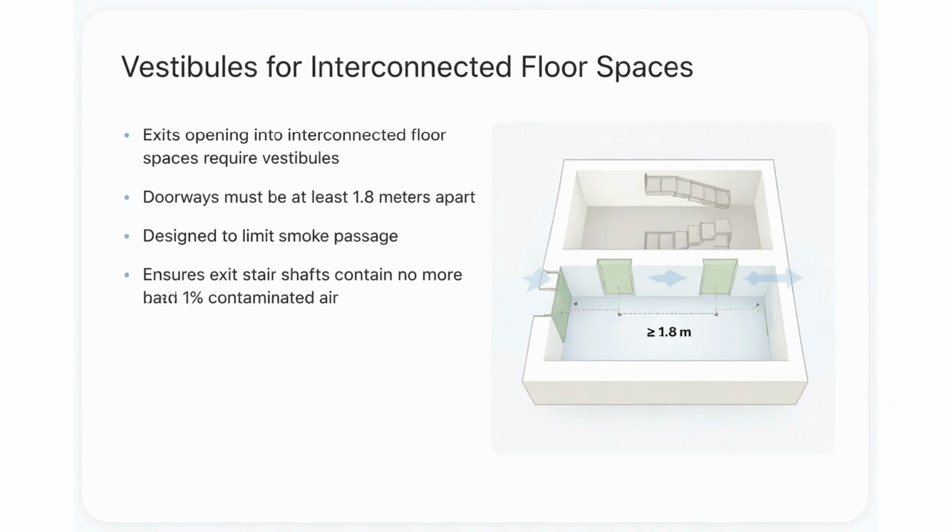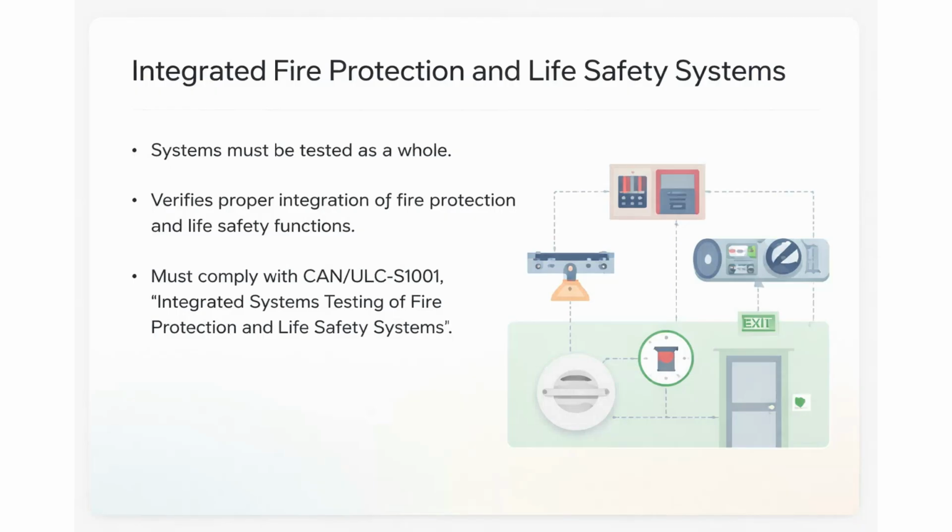Modern buildings rely on multiple interconnected safety systems. It is not enough to test a fire alarm or a smoke exhaust system in isolation. The code requires that when fire protection and life safety systems are integrated, they must be tested as a complete, unified whole to verify that they interact and function correctly during an emergency.